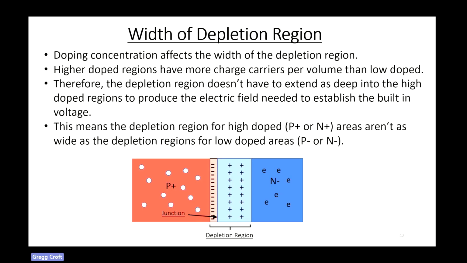Doping concentration also affects the width of the depletion region. In a higher doped region, you have more charge carriers per volume than in a lower doped region. Therefore, the depletion region doesn't have to extend as deep into the high doped region to produce that electric field, that 0.7 volt electric field. It only has to go a little bit into the high doped region.